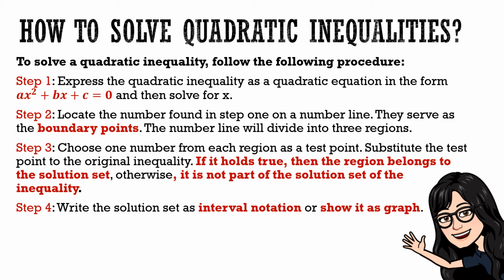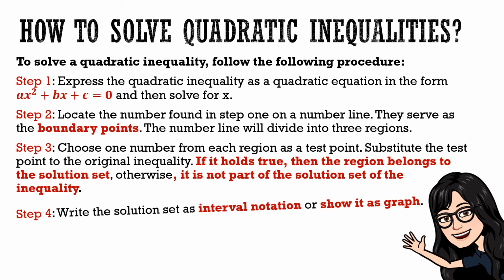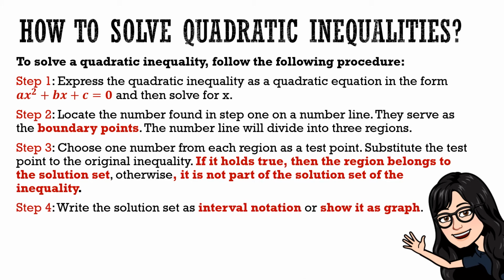The number line will be divided into 3 regions. Step 3. Choose one number from each region as a test point. Substitute the test point into the original inequality. If it holds true, then the region belongs to the solution set. Otherwise, it is not part of the solution set of the inequality. Step 4. Write the solution set in interval notation or show it as a graph.